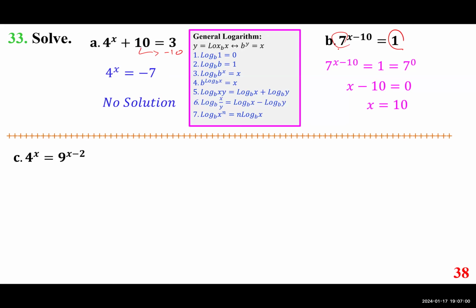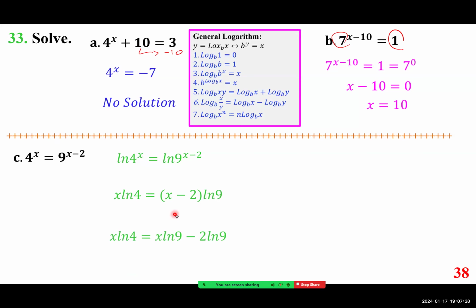You can, in some cases, if any of them is e, let's say if this was e, we would take a natural log. If this was 10, we would take a common log. But now, since we don't have a 10 or e, we just take either one. So take a natural log of both sides. So this x sits in front, this x minus 2 sits in front. Remember, you're solving for x. So I'm going to distribute the natural log. And please understand that ln 9 or ln 4 is not missing. None of them is missing.